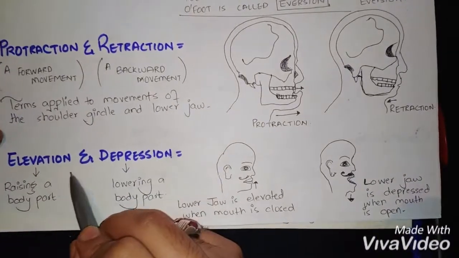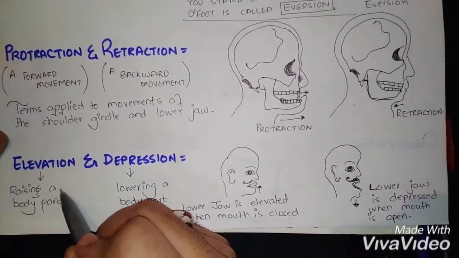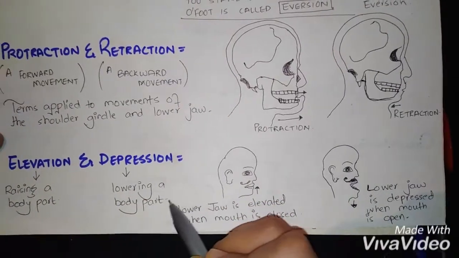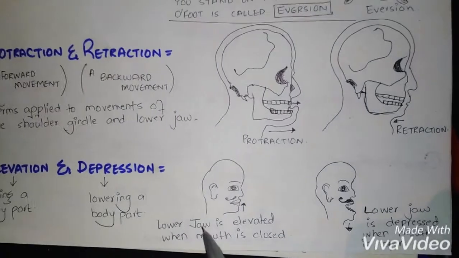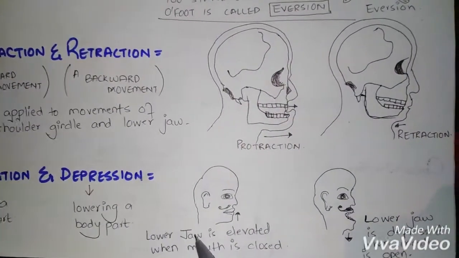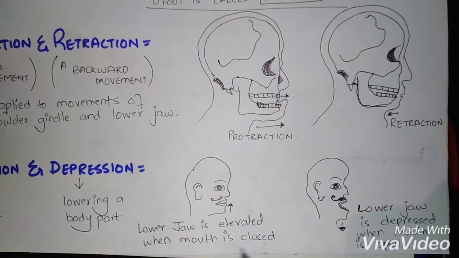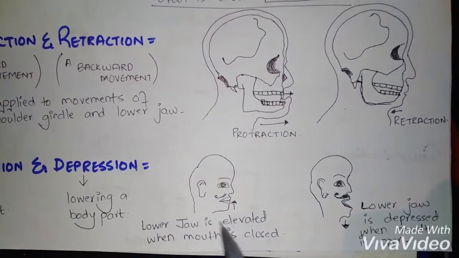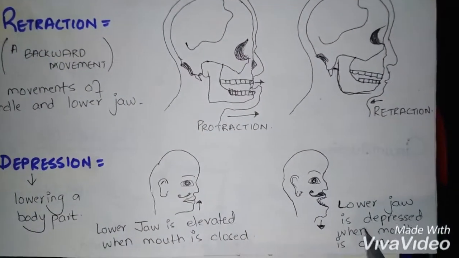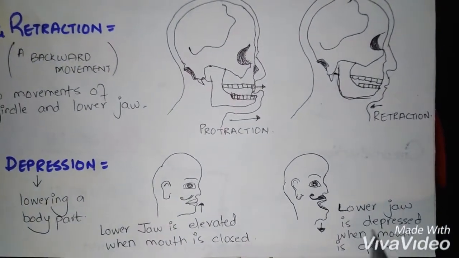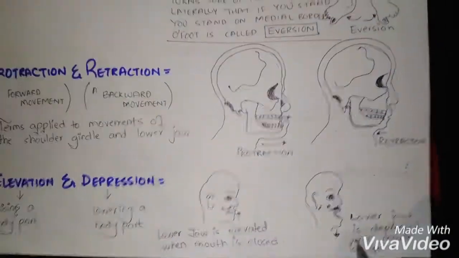Now we see elevation and depression. Elevation is raising a body part, depression is lowering a body part. It also applies to the jaw, to the muscles, to body organs and limbs. The lower jaw is elevated when the mouth is closed. When you close the mouth, it means your lower jaw is elevated. And if you open your mouth, the lower jaw is depressed. You depress the lower jaw to open your mouth.